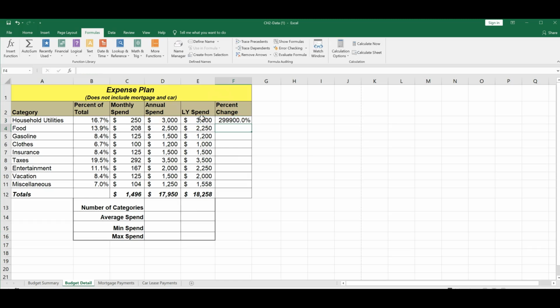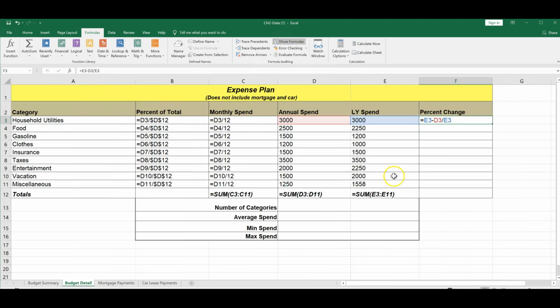So I'm going to hit enter. What? Wait, what? What is that number? That makes no sense. So let's break this down. We're going to open up show formulas. And I chose the right columns and the right cells to be part of this, but we have a problem with the mathematical order of precedence.